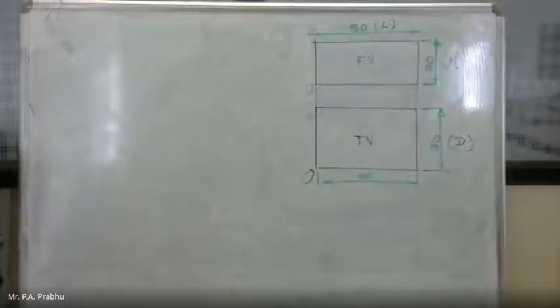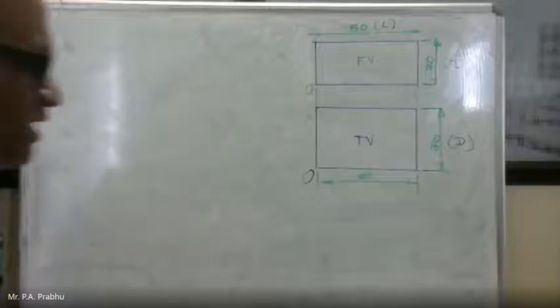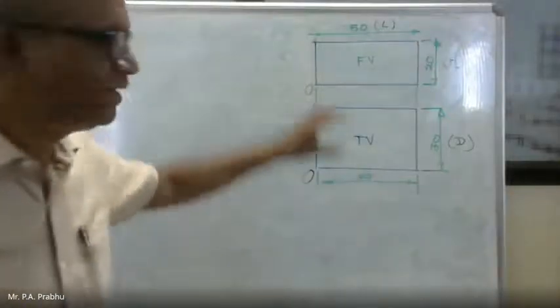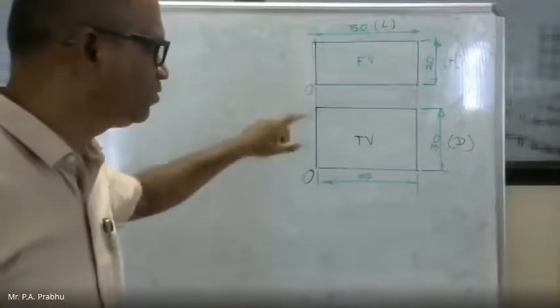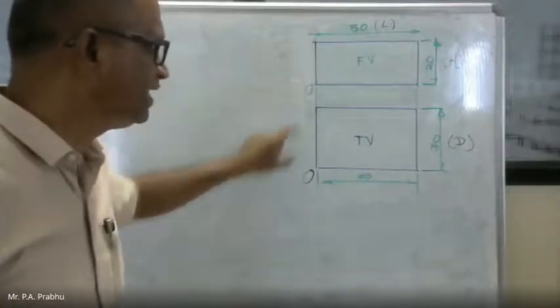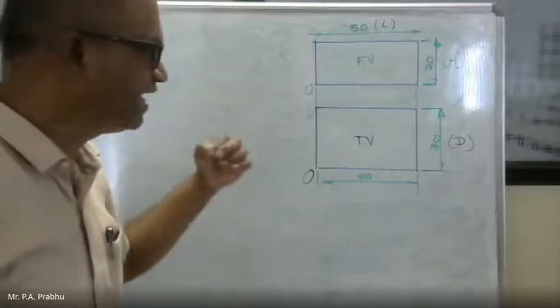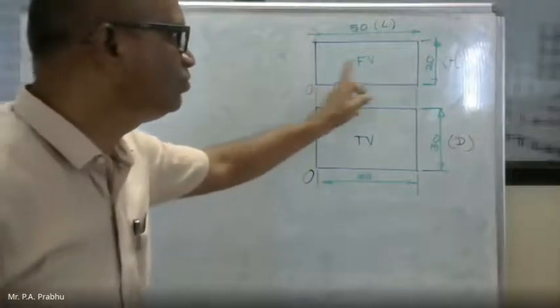Okay, now we have to convert this orthographic drawing into isometric drawing. So when your drawing is given, two views will be given. So this is front view, this is top view. Carefully see where origin is given. Origin is given here at your left side, means I have to mark the length on your right side.